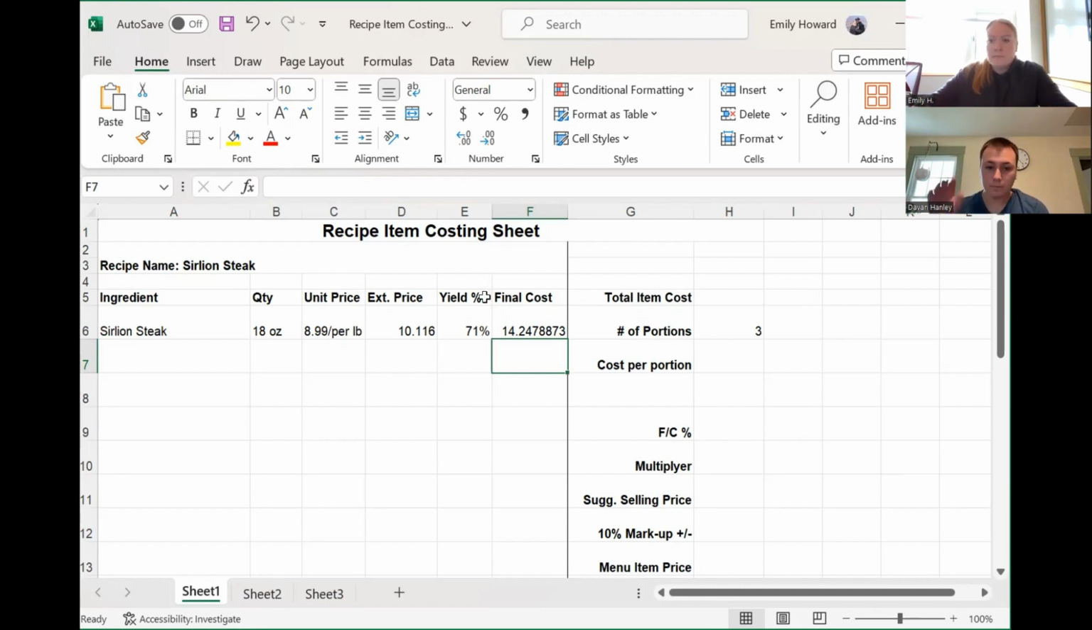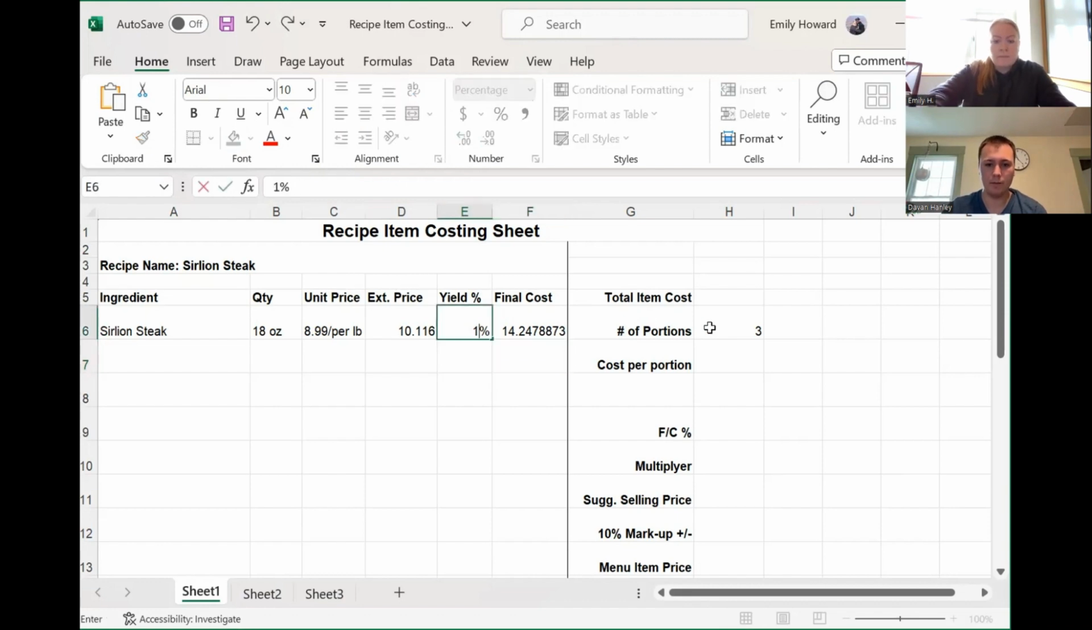Okay. And so real quick, where you have 71%, put in 100%. And it'll change it automatically, won't it? Should. Yes. Okay. So if it's 100%, you didn't lose anything, so the final cost should be the same. Okay. 71.